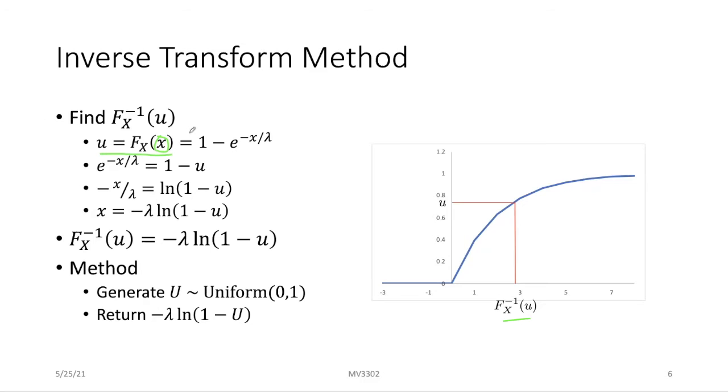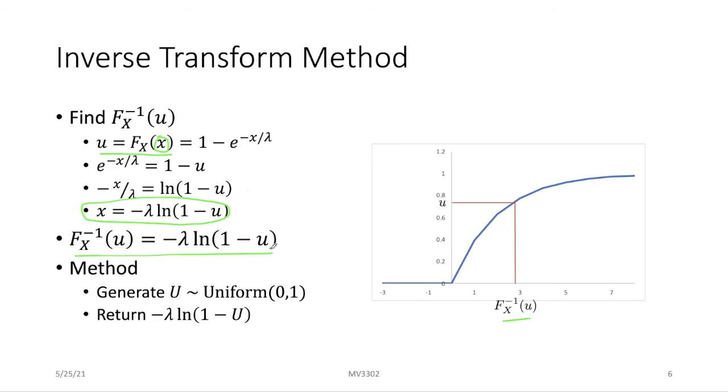So again, here we bring the e to the other side, bring u to the other side. And then now here's the thing. When we take the log of both sides, because log is also a monotonic function, then we can always do that. So don't forget the minus. So the minus is down here. So minus x over lambda is the natural log of 1 minus u. And so now we can solve for x. So here's our solution.